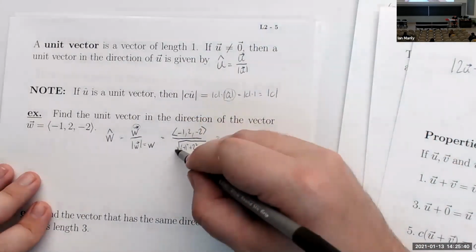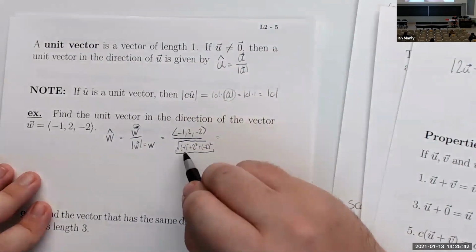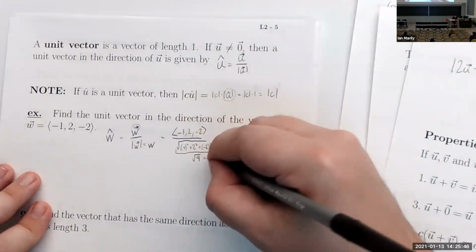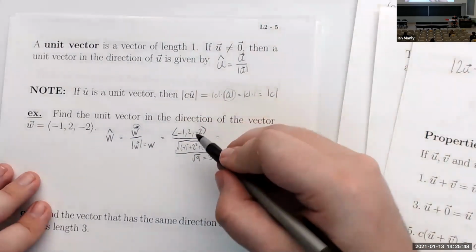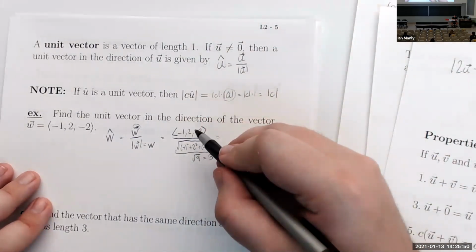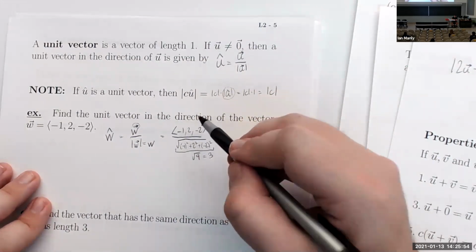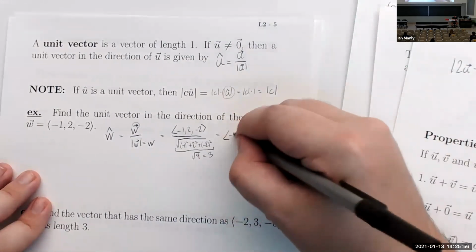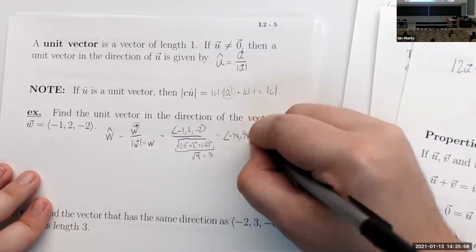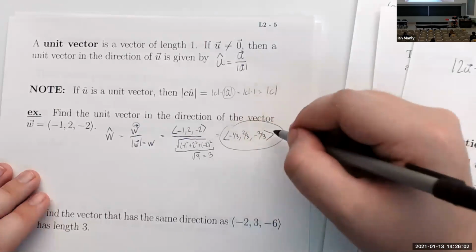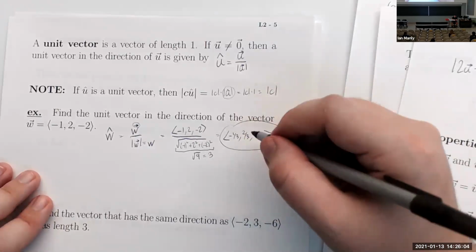All right, well, let's see. What's this number going to be down here? 1 plus 4 plus 4. This is the square root of 9, aka 3. So effectively what I'm doing is I'm going to divide every single component here by 3. So I have negative 1/3, 2/3, and negative 2/3. And this right here is going to be the unit vector in the direction of w.